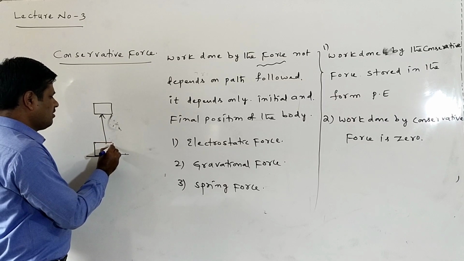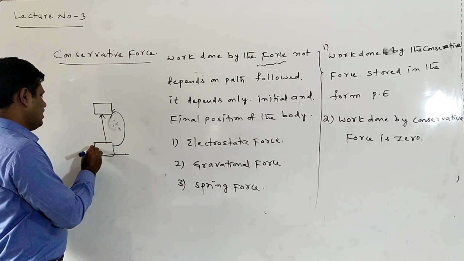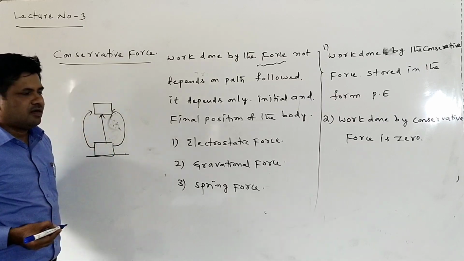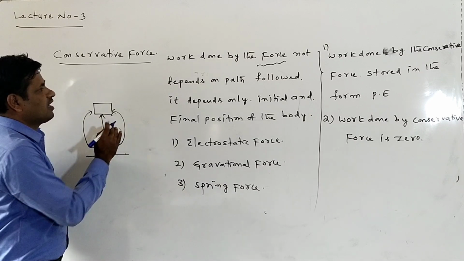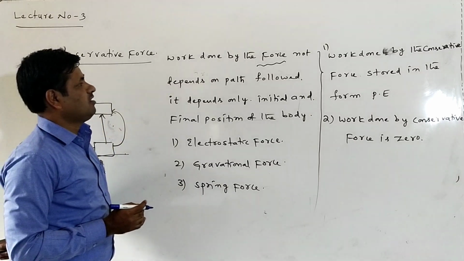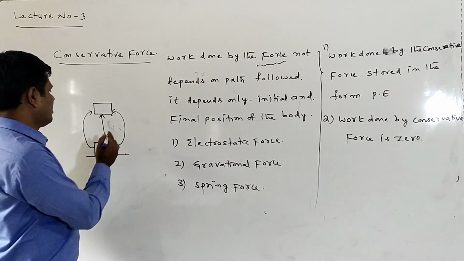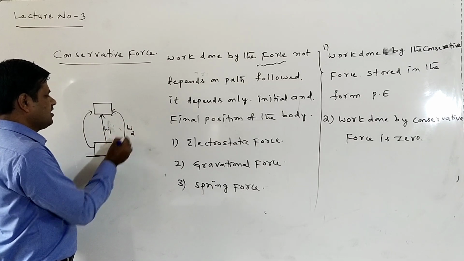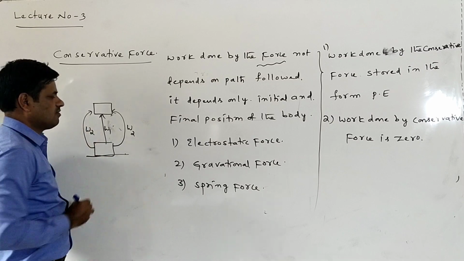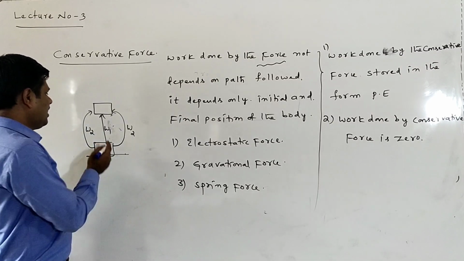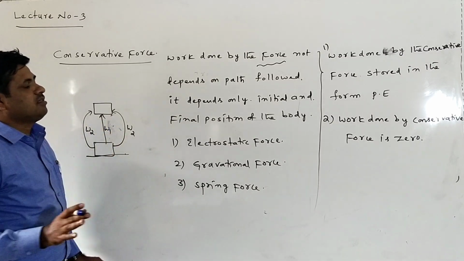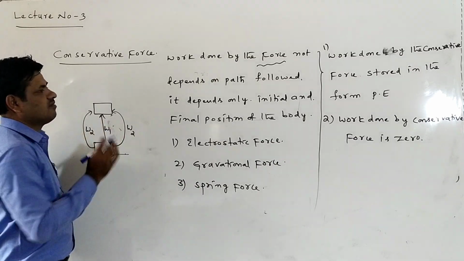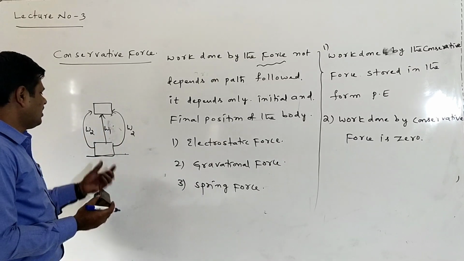Now we are moving like this also, in the different parts. Here the work done by the force does not depend on the path followed. Suppose in this direction the work done is W1, in this direction the work done is W2, and in this direction the work done is W3. Here this does not depend on the path followed, meaning in all the cases the work done is the same. It depends only on the initial position.